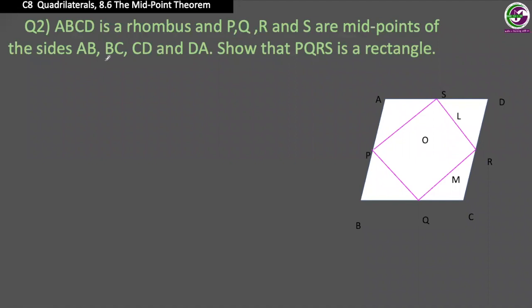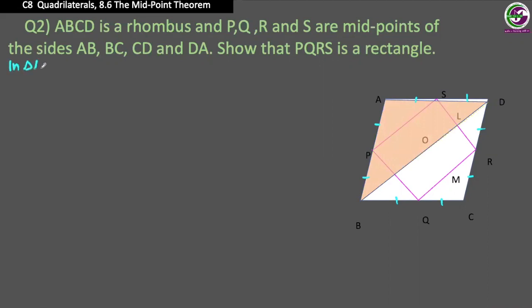In this example, ABCD is a rhombus and P, Q, R, S are the midpoints of the sides AB, BC, CD, and DA. Since it is a rhombus, all sides are equal and the midpoint cuts them into two equal parts. That's what we have, and we have to show that PQRS is a rectangle. For that, first let us show that PQRS is a parallelogram. For that, we consider the triangle ABD.